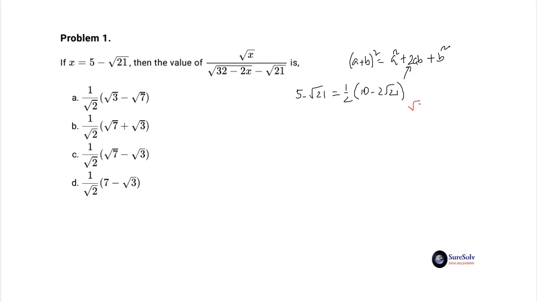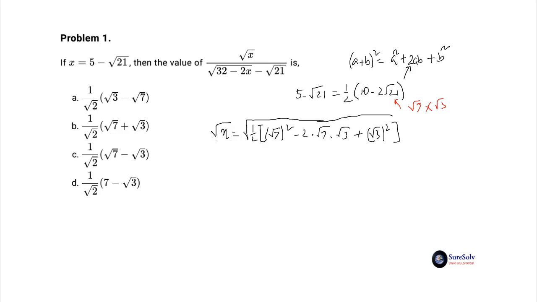Now root 21 is to be split into 2 factors in such a way that the sum of their squares is 10. It is easy to see that root 7 and root 3 are these 2 factors of root 21. So we'll express root x in a new way now as root x equal to root of 1 by 2 times root 7 whole square minus 2 times root 7 times root 3 plus root 3 whole square, equal to root of 1 by 2 times root 7 minus root 3 whole square, equal to 1 by root 2 times root 7 minus root 3.